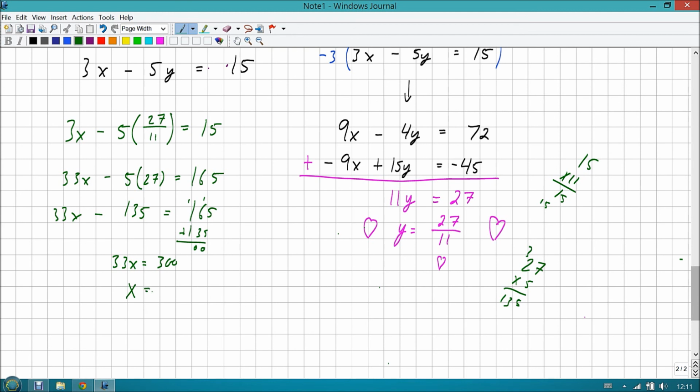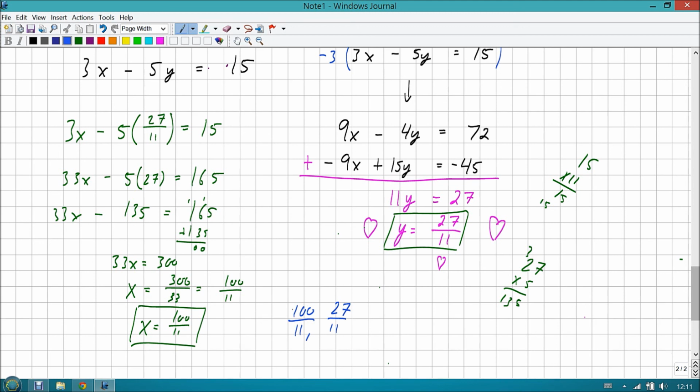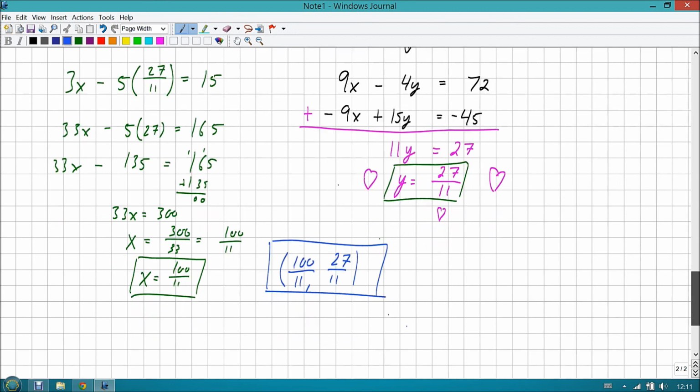Almost perfect. So x is equal to 300 over 33, which reduces to 100 over 11. So x equals 100 over 11. We have our x, we have our y, we have our ordered pair. Our ordered pair is 100 over 11, comma, 27 over 11. And we are all done. And note, no calculator necessary. Look at that. Can do math by hand. Who figured? Anyway, that is it for today's lesson.